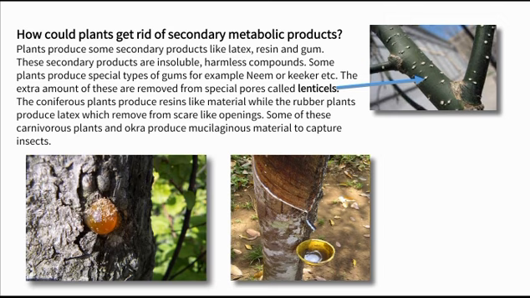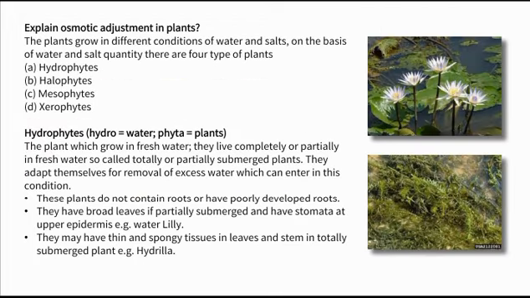The coniferous plants produce resin-like material. In the below diagram, the orange colored structure represents the resin-like material, while the rubber plant produces latex, which is removed from scar-like openings. Like you can make a cut on the stem of a tree, and then you can easily collect all the rubber. Some carnivorous plants and okra produce mucilaginous material to capture insects.